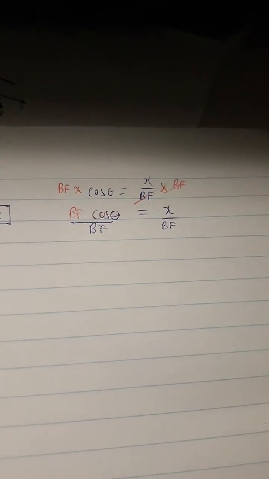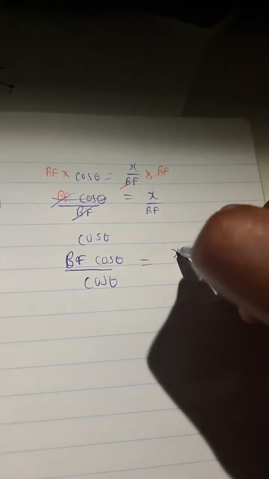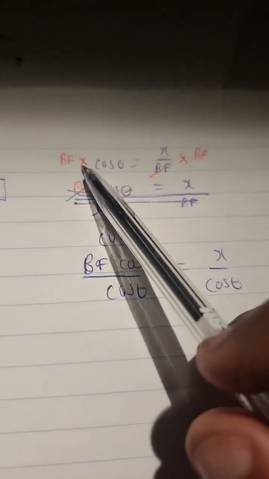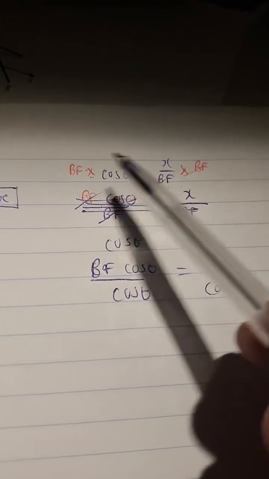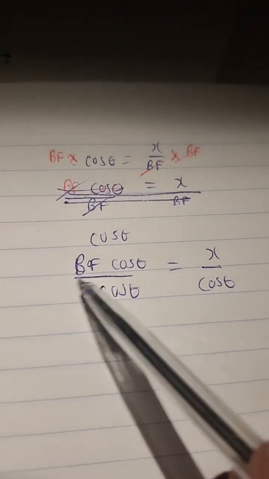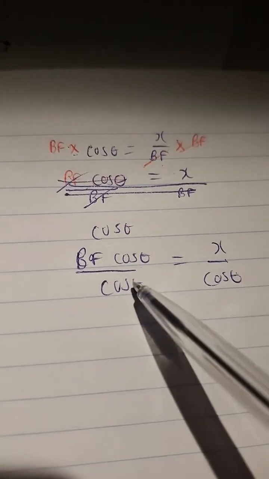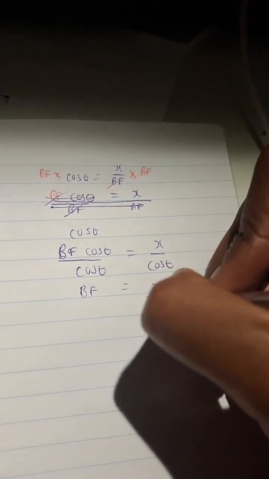Maybe mathematically, let's do it step by step. And when we do that, BF cos theta over cos theta. We divide both sides by cos theta. Sorry about that step. Remember here, what did I say? I multiplied both sides in the numerator by BF. Why am I doing that? So that BF and BF cancels. I'm left with BF times cos theta is equal to x. All right, but then I want to isolate BF, so I divide both sides by who? By cos. When I do that, I'm left with BF is equal to x over cos theta.